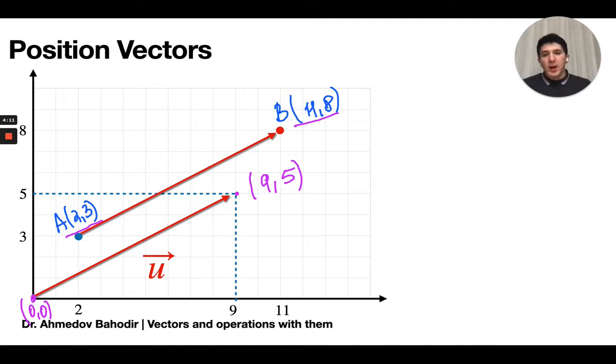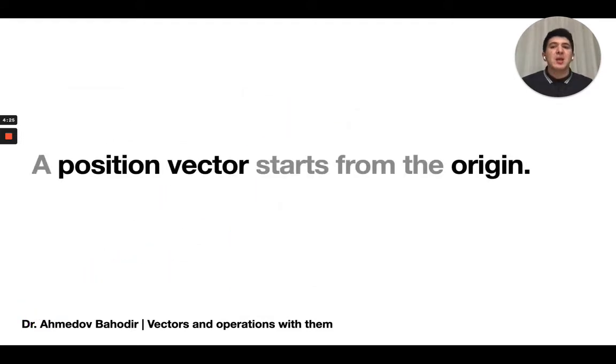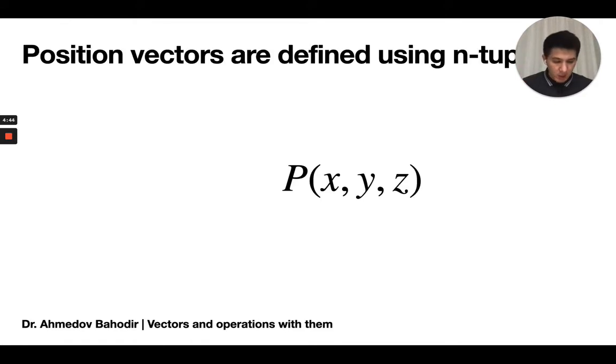Now the idea is that we are going to define vectors using just one point, the ending point, because we assume that all of these vectors start from the origin. Any vector which starts from the origin is called a position vector. Most of the time in this calculus course, or in any other course, we are going to work with position vectors. They always start from the origin, and we just need to give the coordinates of the ending point in order to describe the vector. So vectors are going to be defined using so-called n-tuples.